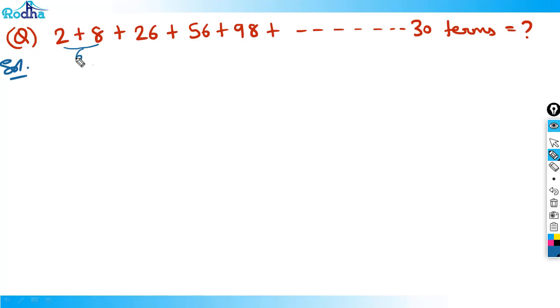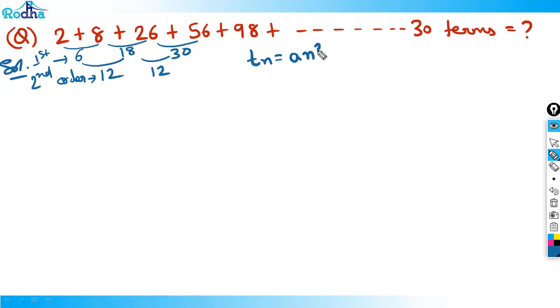So difference is 6, difference is 18, difference is 30, going like that. Difference is 12, difference is 12. So in second order difference becomes equal. In first order difference didn't become equal. In second order difference became equal. That means the nth term is a quadratic equation. So its nth term is basically an square plus bn plus c, okay?